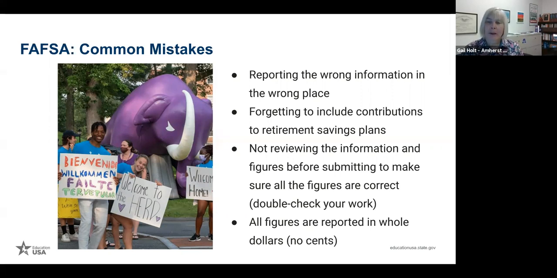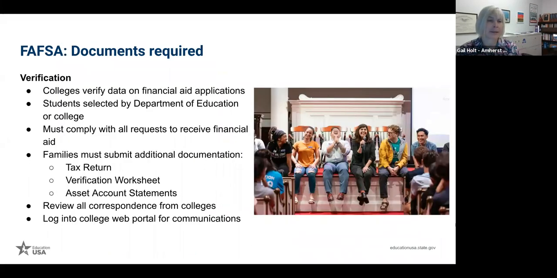Sometimes families that are contributing to a retirement plan, that's overlooked. It's important to always review the information before you submit it. I have seen families that have included cents in their reporting of a figure when it should just be whole dollars. And when families do that, it adds a whole lot more digits and it makes a smaller number look like a much bigger number. So you want to make sure that you understand the question and that the dollars you've put there are correct. So those are just a few common mistakes.